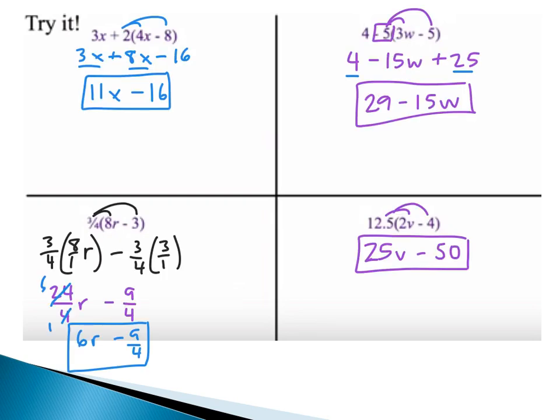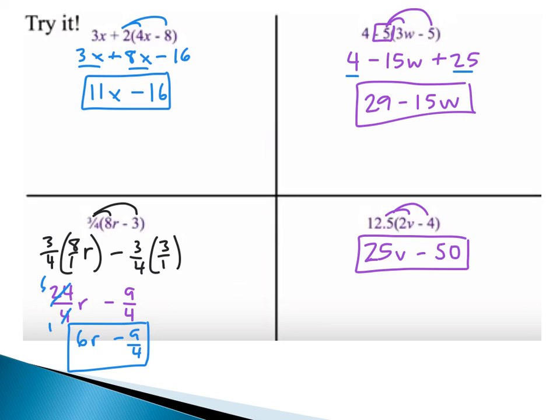First one, 3x plus 2 times 4x minus 8. I see the plus 2 that I'm going to have to distribute. So 2 times 4 would be 8. 2 times negative 8 would give me negative 16. Combine the 3x and the 8x, give me 11x. Boom. Donezo.